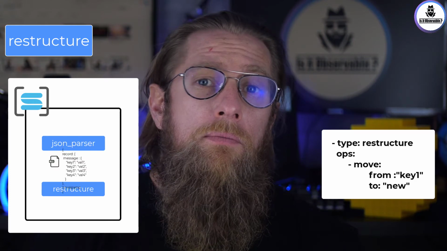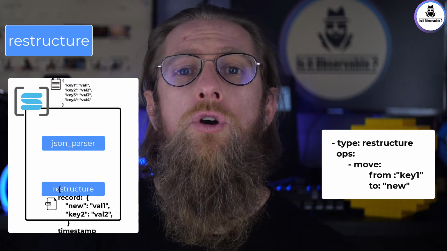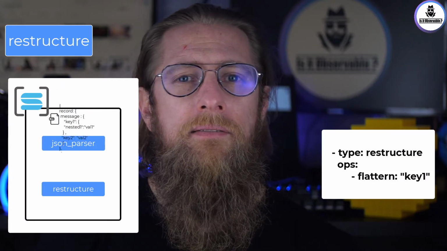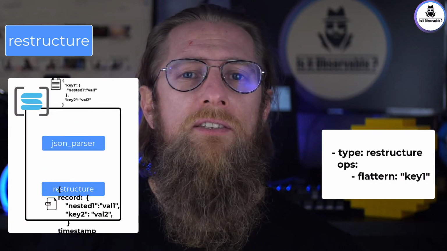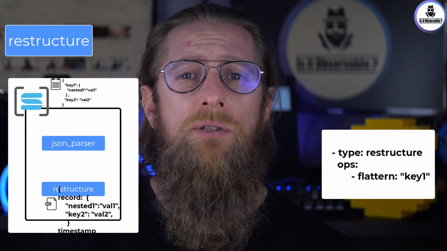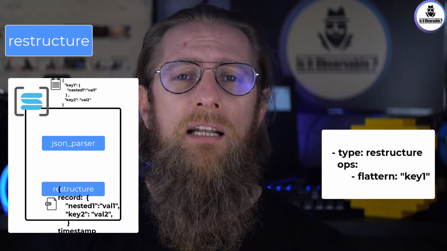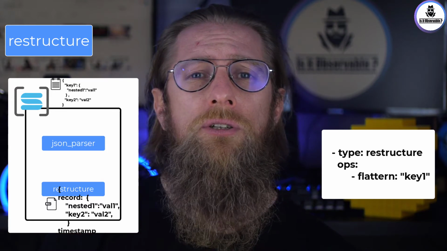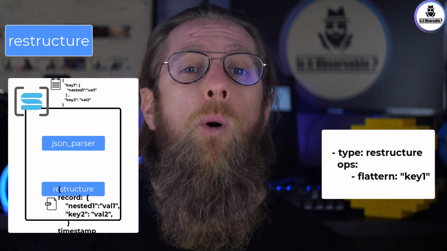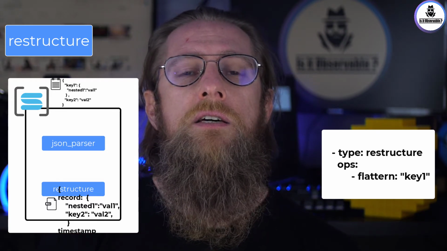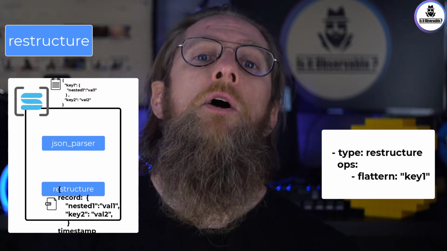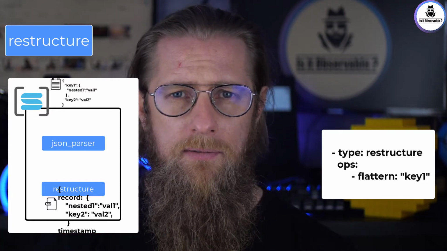Move will basically help us to rename fields. Flatten will move fields having JSON content to the parent level. So here is an example: we have restructure with flatten key1. As you can see, the contents of the object key1 have been moved to the parent level.